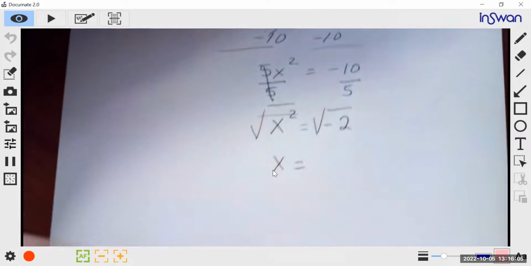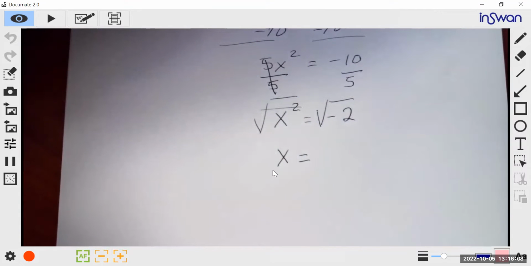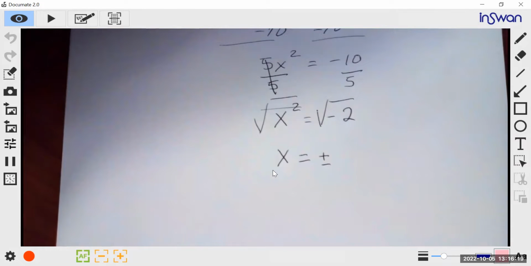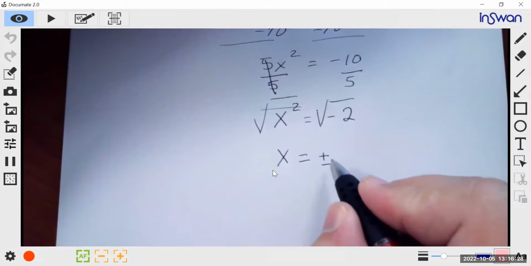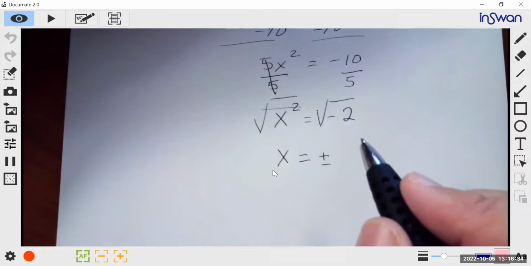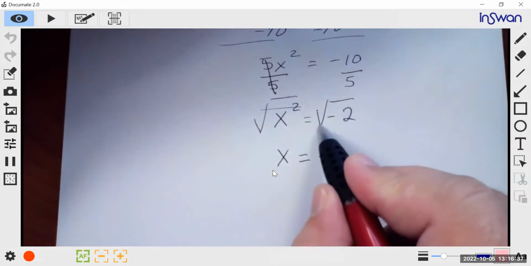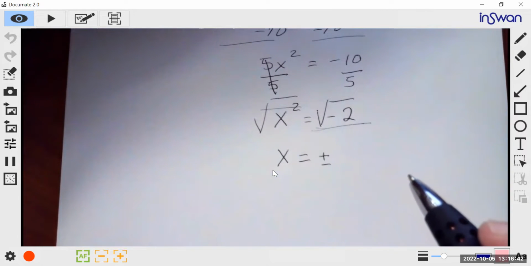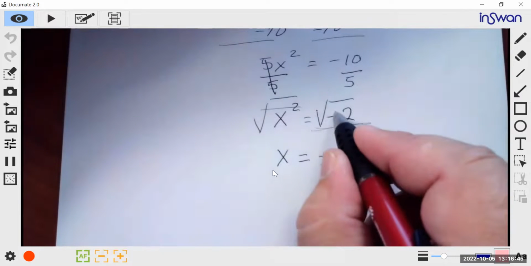So what's my answer going to look like, with all the rules we've discussed so far? Plus or minus, very good. You got that right. Yeah, plus or minus, correct. That's what that is, but we're not done yet. We know one thing we can change with this. You can't take a square root of a negative number.